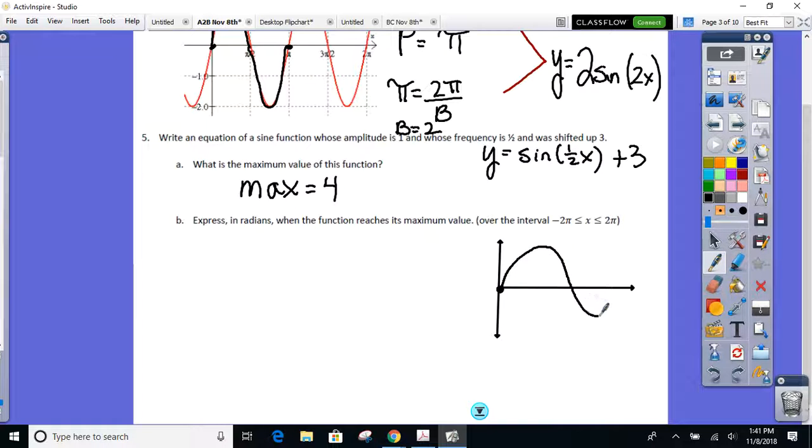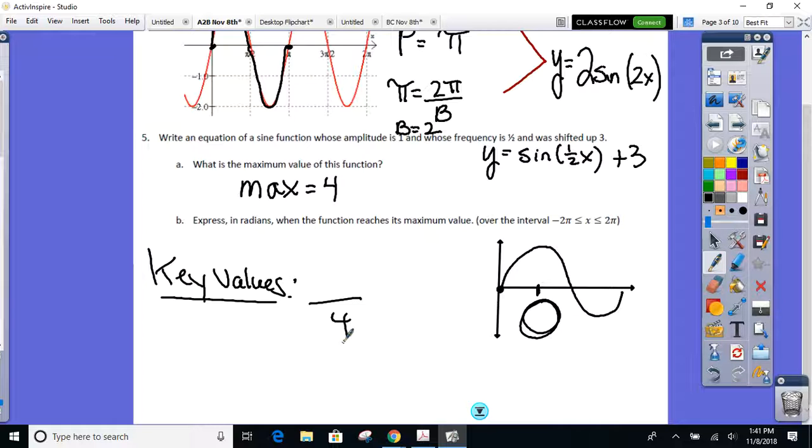So I need to find out what this first point is. What is that point on the x-axis? It's not pi over 2. Anybody remember? We did 2 days worth of this. How I figure out what the x-axis goes by. Key values. How do I find out what the key value is? I take the what and divide by 4. Period, yeah.